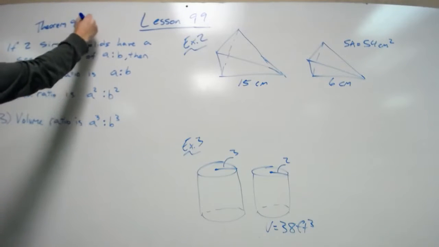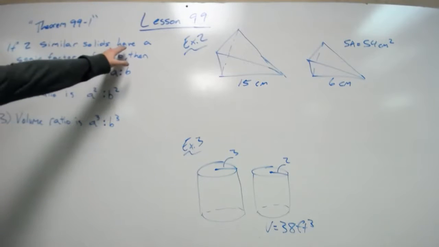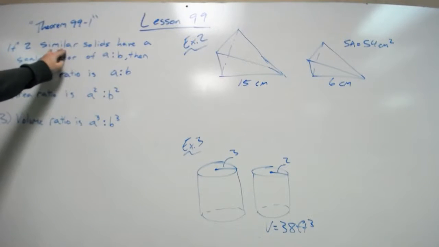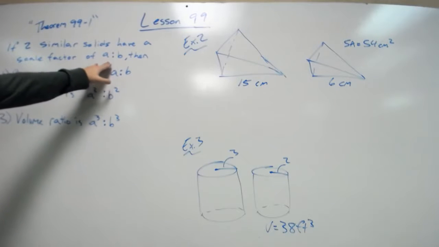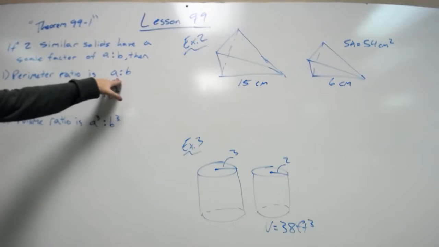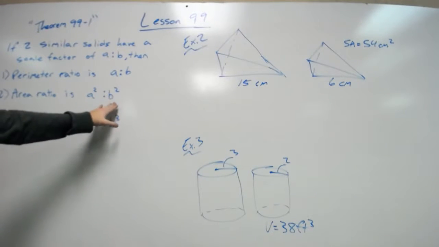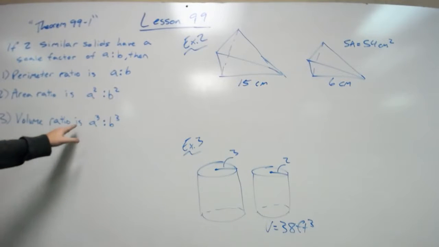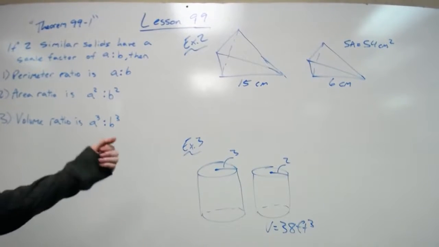9.9.1 states that if two similar solids, similar meaning same shape, different size, have a scale factor of A to B, then their perimeter ratio will remain A to B. The area ratio will go A squared to B squared, and the volume ratio will go A cubed to B cubed. So now let's put that into practice here. Let me kind of show you what it's talking about.